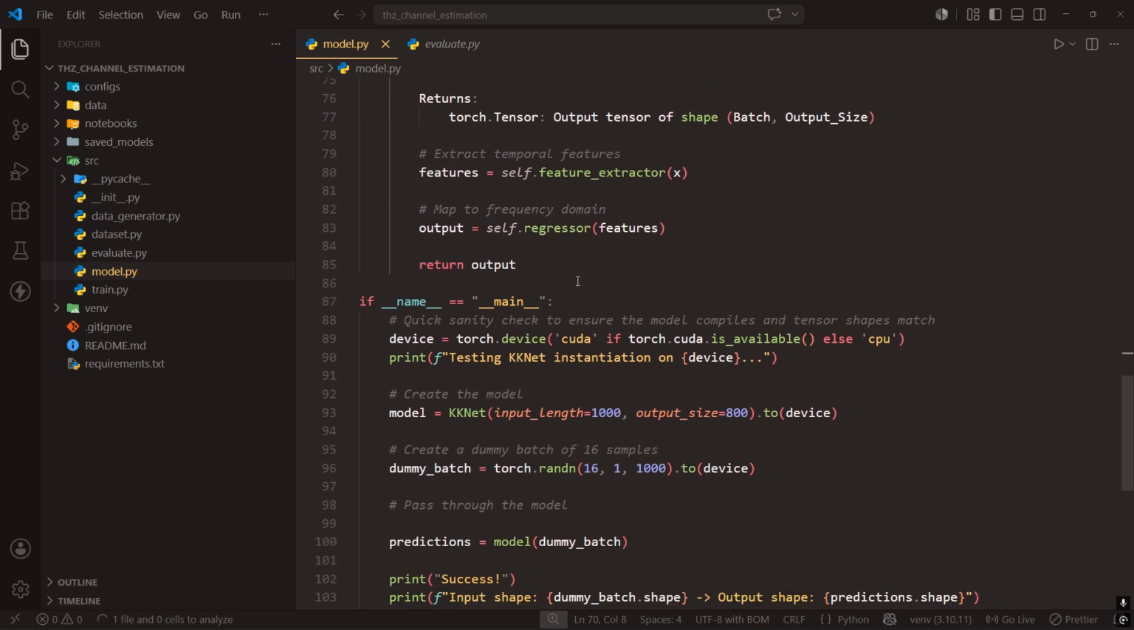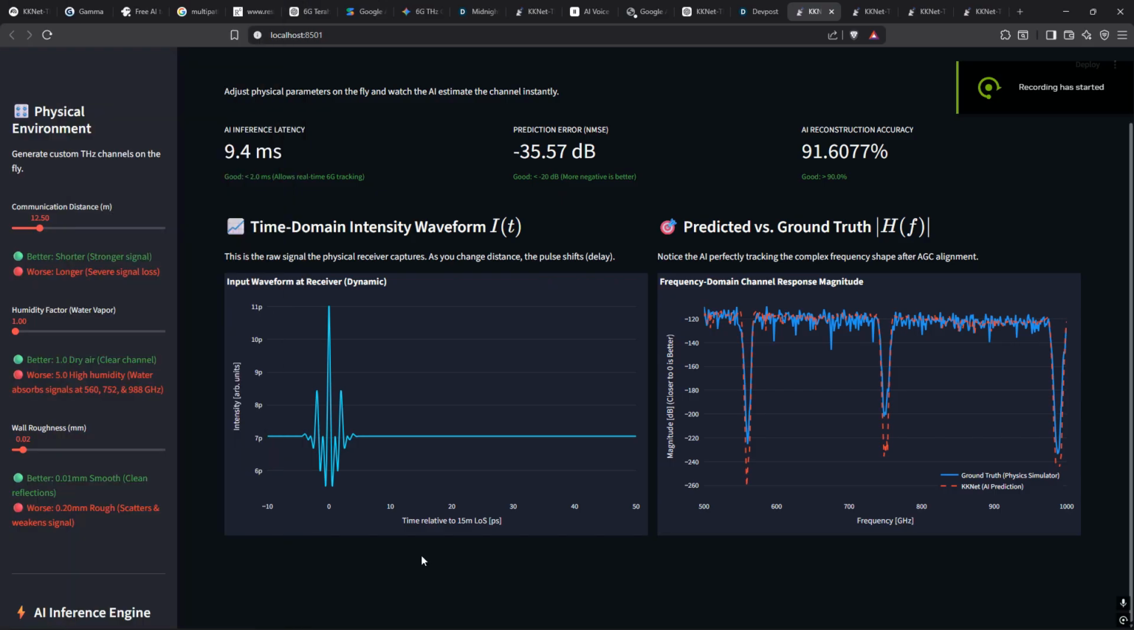Now let me show you the interactive demo. The physics simulator and the AI model are running live on my GPU right now. On the left, you see the raw time domain intensity waveform. On the right, the blue curve is the ground truth channel response, and the red dashed curve is what our AI predicted. Notice how they overlap almost perfectly.